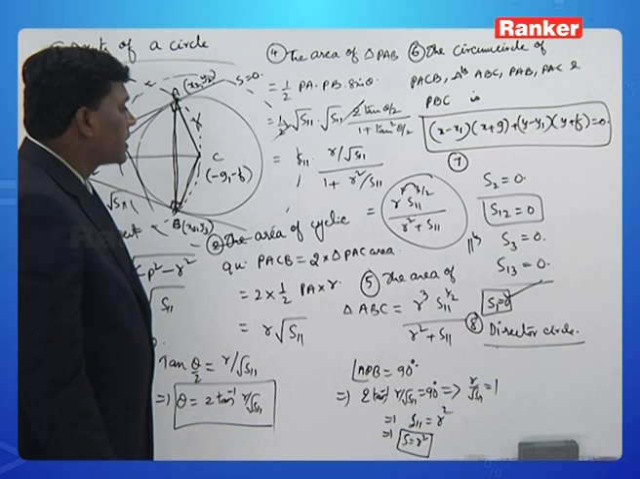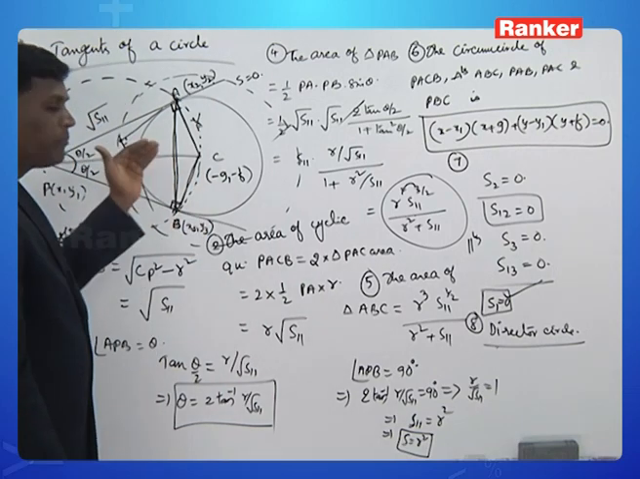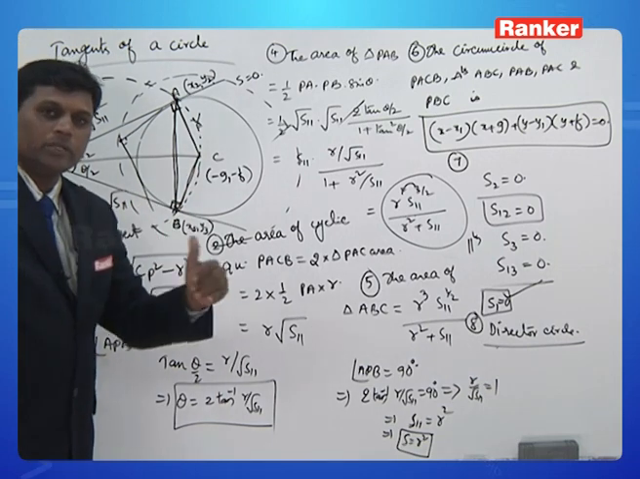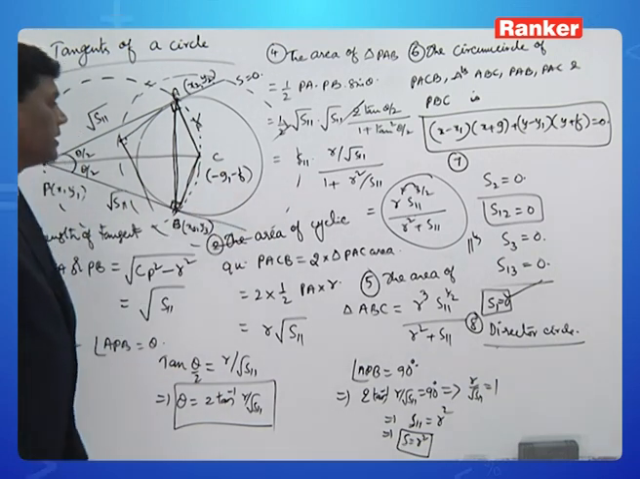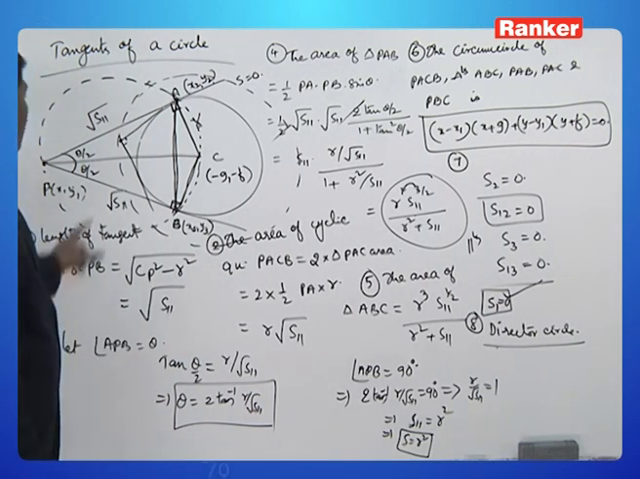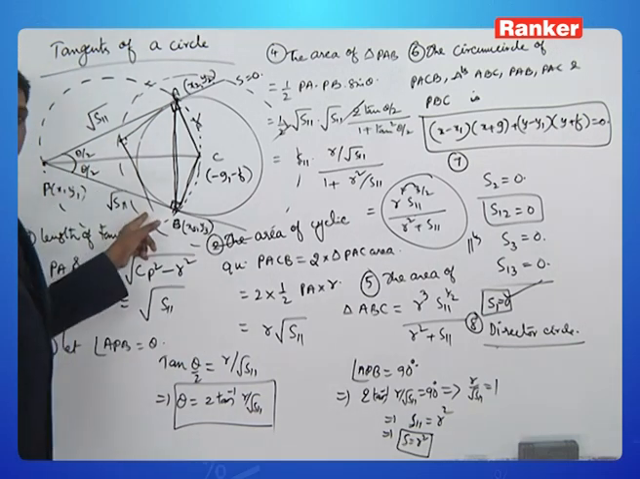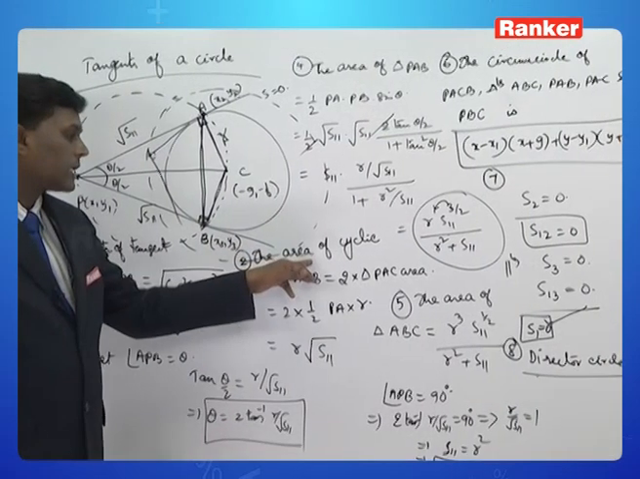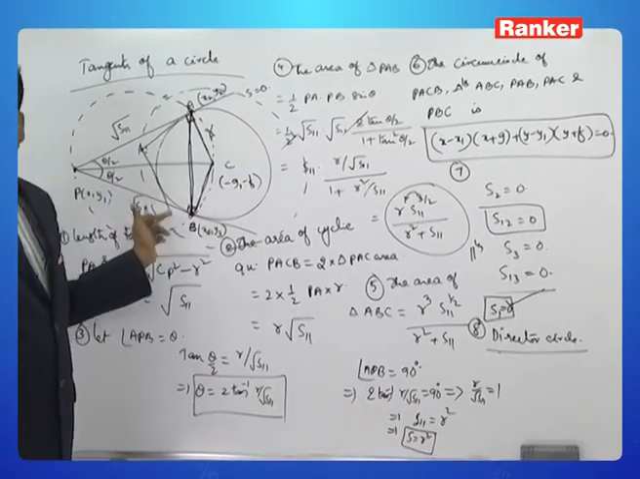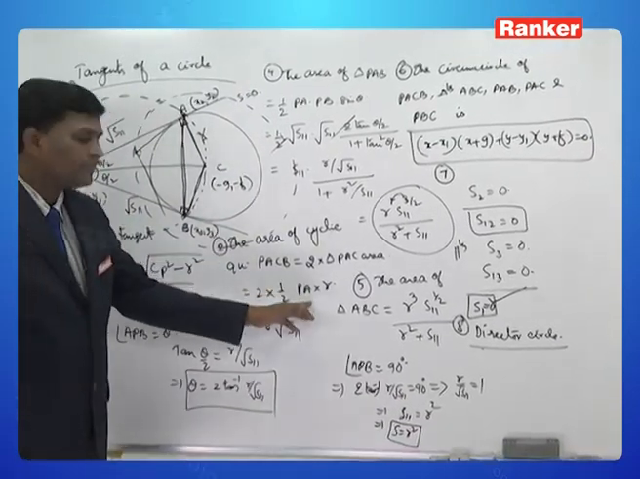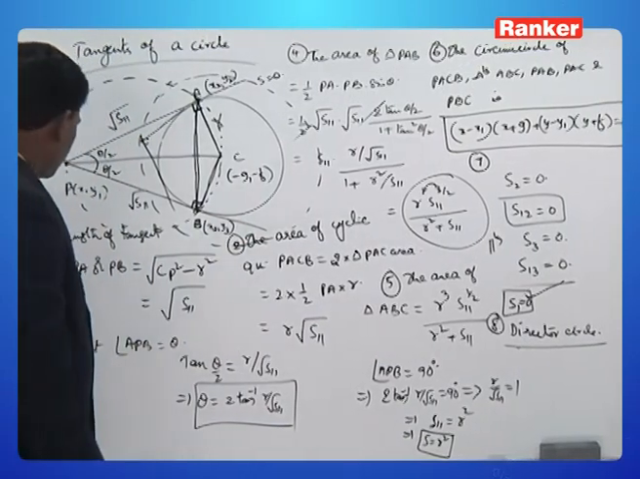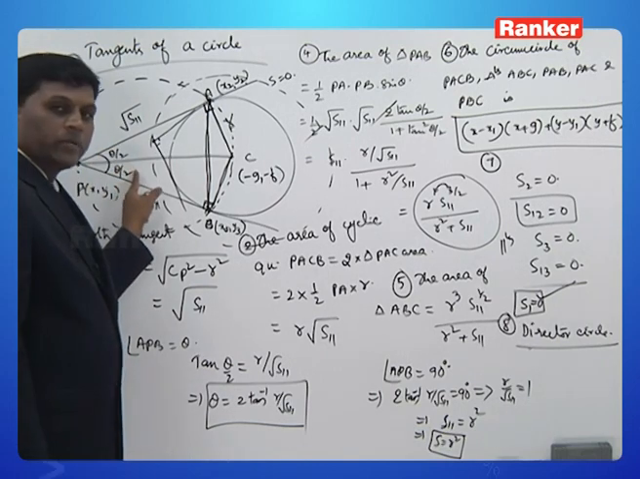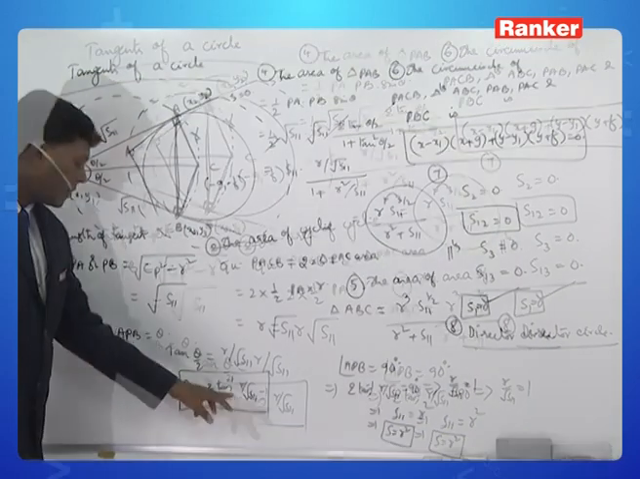Like this, we can derive 8 important points just from this diagram. If we recapitulate all these 8 points from the beginning, point number 1 is the length of the tangent PA or PB equals root S11. Second point, the area of cyclic quadrilateral PACB will be r into root S11. Point number 3, angle APB, the angle between tangents, we can derive it as 2 tan inverse r by root S11.